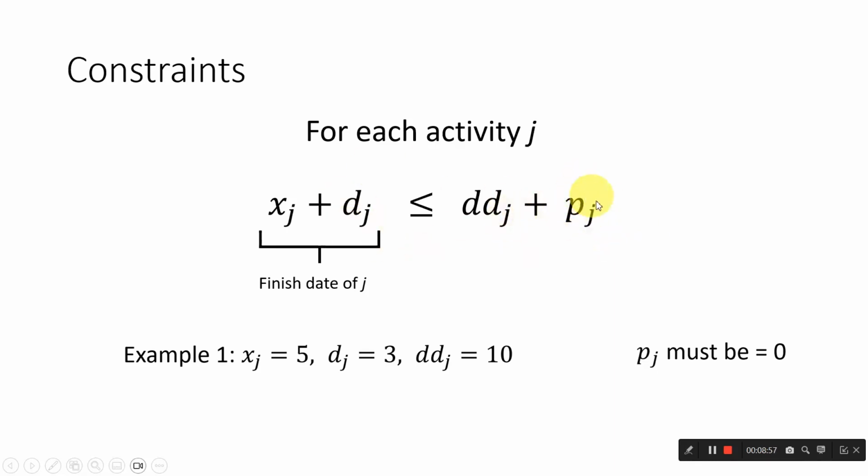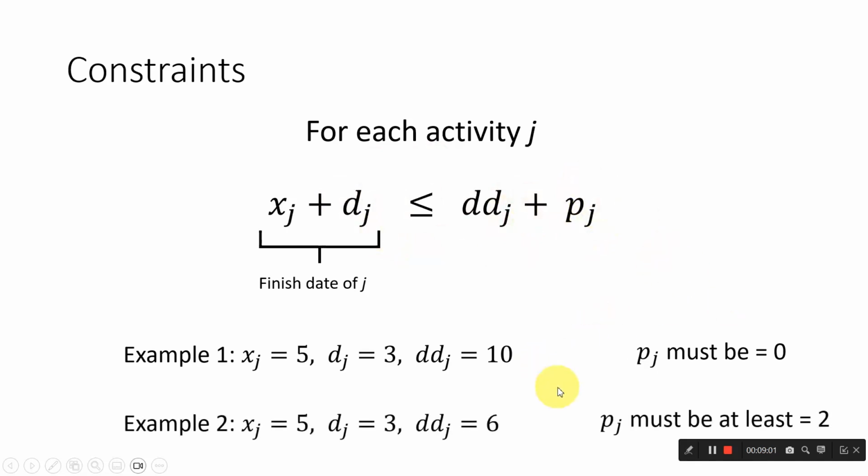So the model is going to set it up as 0. In contrast, let's look at another example. We also have, again, the start date at 5, the duration of 3, but now the deadline is 6. So if we put these numbers in this constraint, we're going to see that if we set up PJ equal to 0, this constraint is not valid anymore. So PJ has to be equal to the amount of past due days, which in this case is 2.